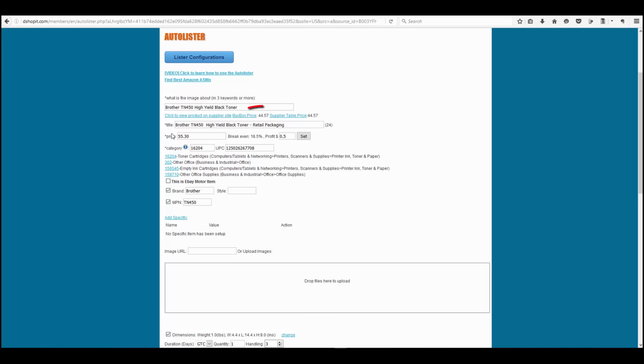So in this case, this particular item, which costs $44.57 on Amazon, will cost $55.30 on eBay. How do you get to it? The pricing is divided up into two parts. The break-even price, which we have over here on the left, we calculate it at 18.5%. And then your personal profit. So how does that work step by step?